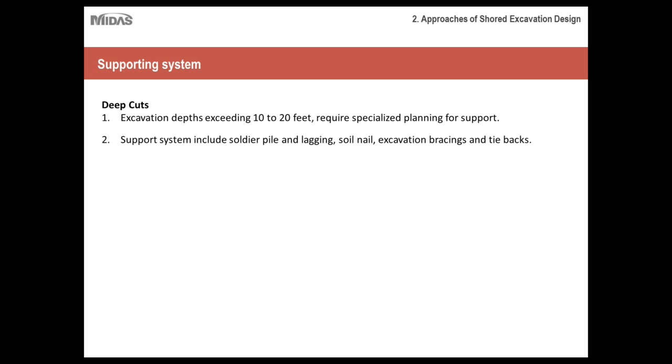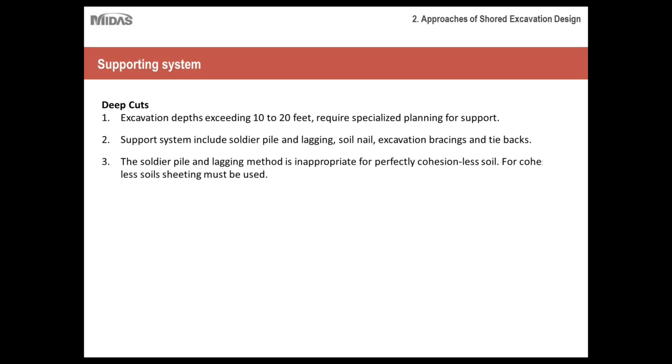So the support systems that are popularly used for deep cuts include soldier pile and lagging, soil nails, excavation bracings, and tiebacks. So we'll cover each one of them very briefly. The soldier piles and lagging method is very commonly used, but if you are dealing with sites which are having soil layers that are completely cohesionless, let's say sand strata, then this type of support system should be avoided.